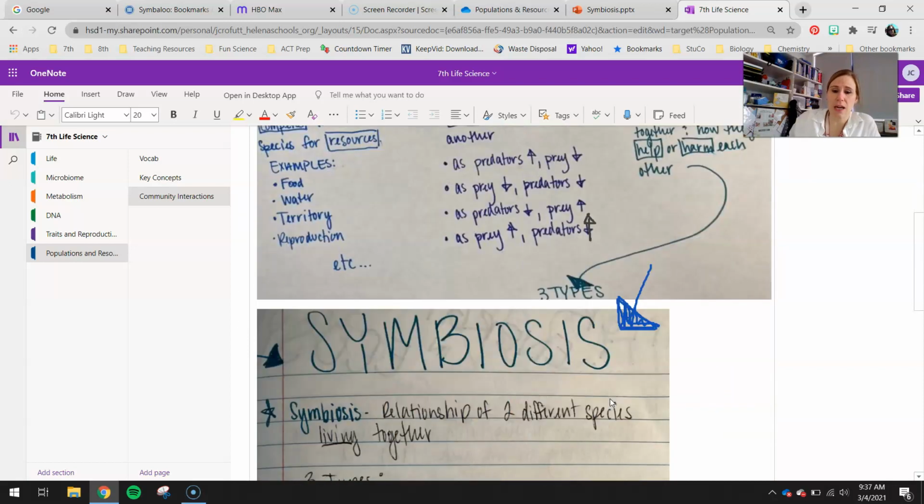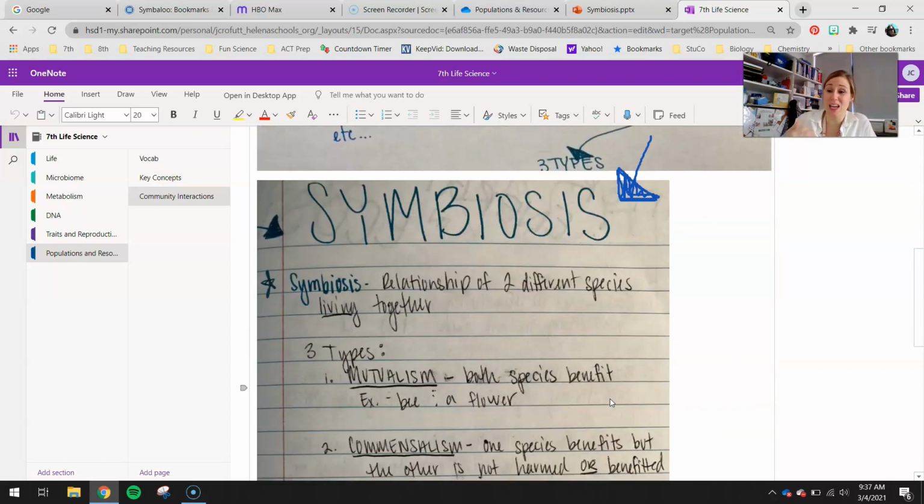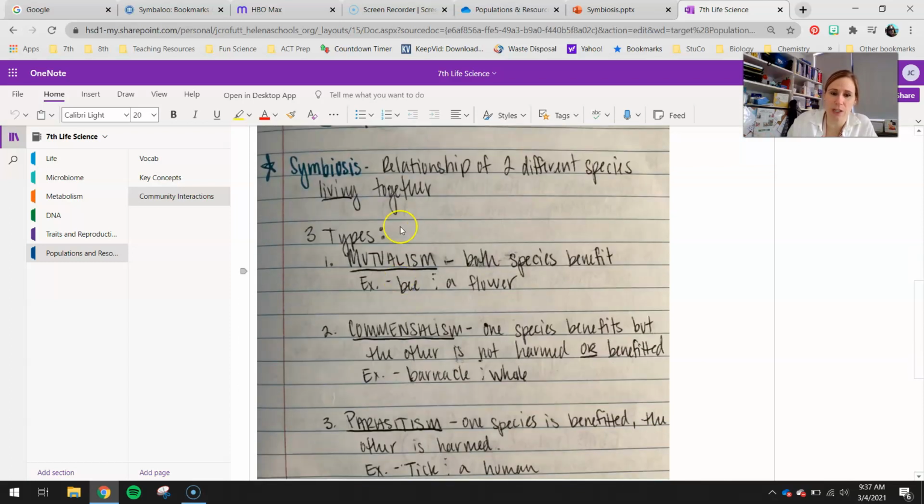Okay, so let's go down. There are 3 different types of symbiosis, and again, one should already be a little familiar to you. Really, technically, 2 of these should be familiar because at some point in your life you've heard of a parasite. Symbiosis again is the relationship of 2 different species living together, and there are 3 types. The first one, which you discussed when you read the ant and the acacia article, is mutualism, where both species benefit.